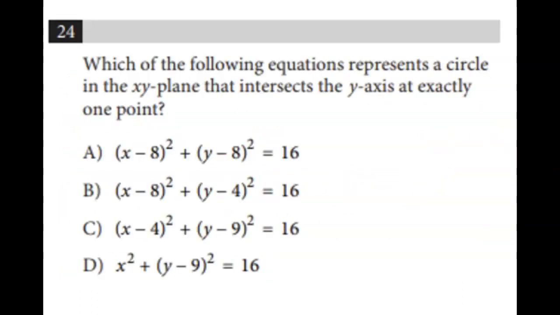All right, number 24. Which of the following equations represents a circle on the xy plane that intersects the y-axis at exactly 1 point? So we want it to touch the y-axis once. All of these are the equation of a circle. Knowing this, I can see that this is r squared, so that'll actually be 4. So we know the radius of this circle is 4 because it's 16 for every circle. And I know that these numbers here will represent the center of a circle.